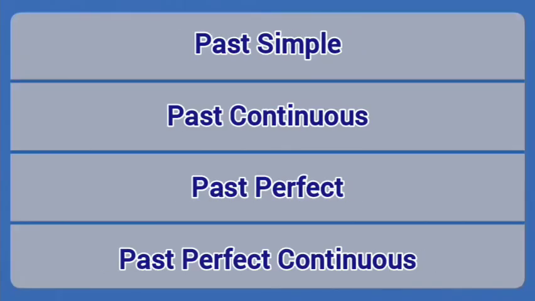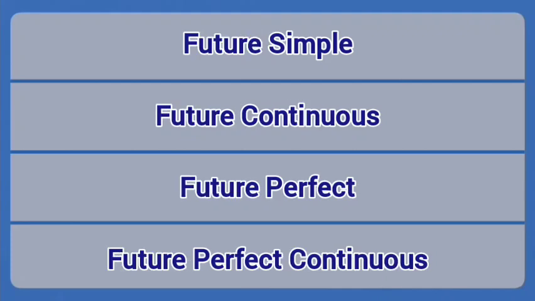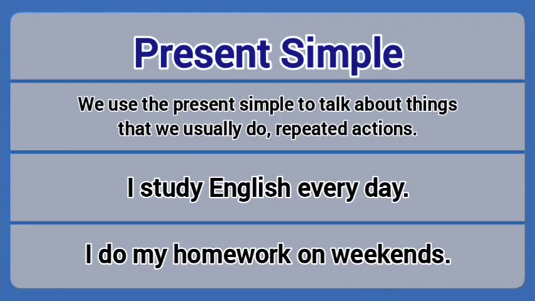Today I'm going to talk about 12 English tenses. Present simple. The key word is habit. We use the present simple to talk about things that we usually do, repeated actions.